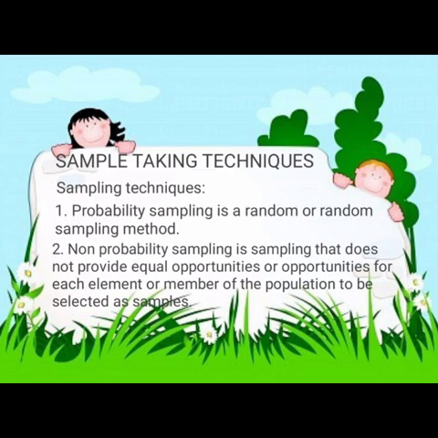Sample taking technique. Sampling technique 1. Probability sampling is a random sampling method. 2. Non-probability sampling is sampling that does not provide equal opportunities for each element or member of the population to be selected as samples.